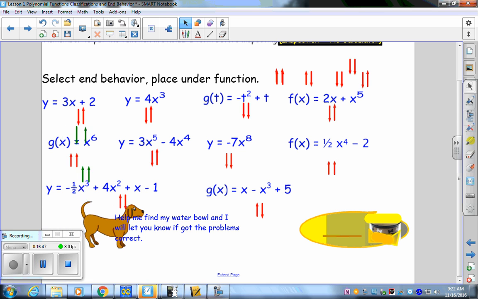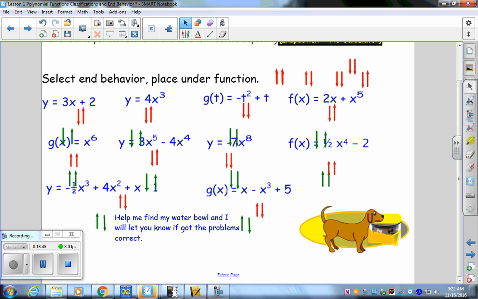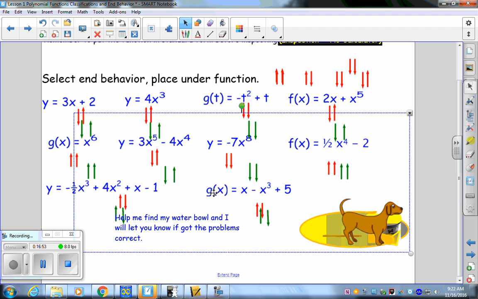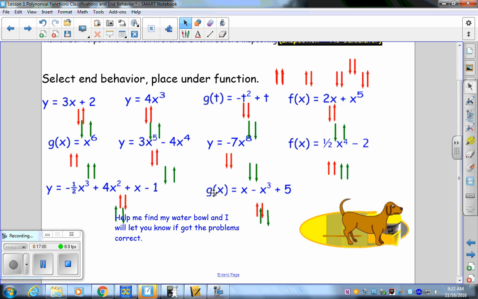All right, so let's bring the doggy over to the water bowl so we can drink and we can check our answers. It was just really fun to do that. Okay, so as you can see, yay, I got them all right. Okay, take a look. If you have questions, please bring them to class.